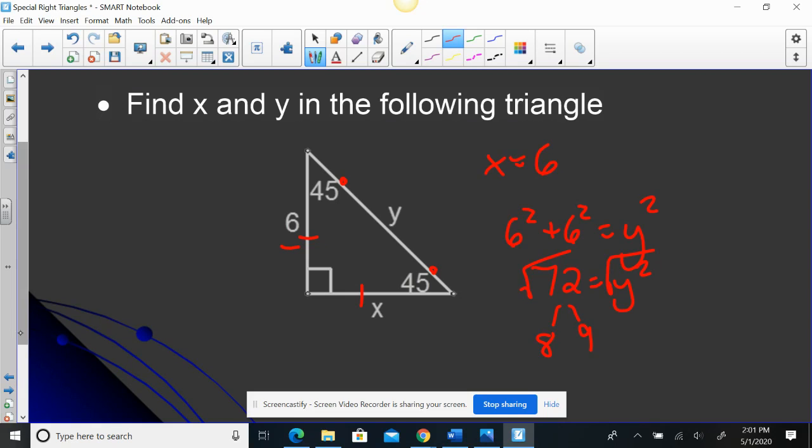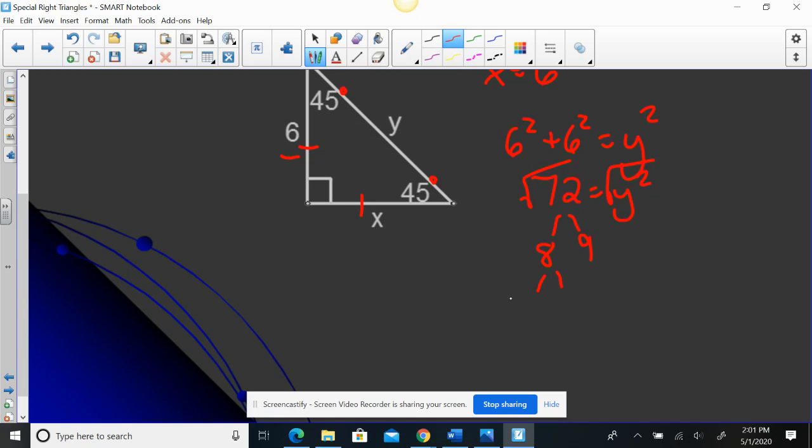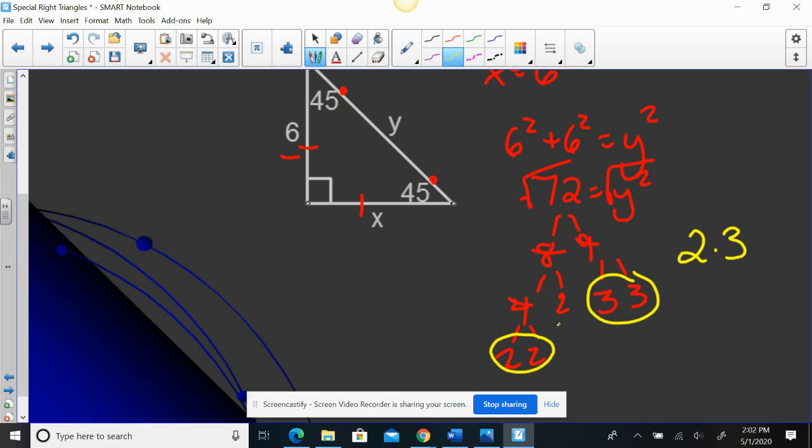Let me just give myself some more room. All right, 4 and 2, 3 and 3, 2 and 2. You might have broken it up differently, but you should get down to the same primes. And now I'm going to just look for my pairs. So I have a pair of 2. That comes out. A pair of 3s. That comes out. This 2 is going to be lonely inside the house. So now 2 times 3 gives me 6, and this is 6 rad 2.